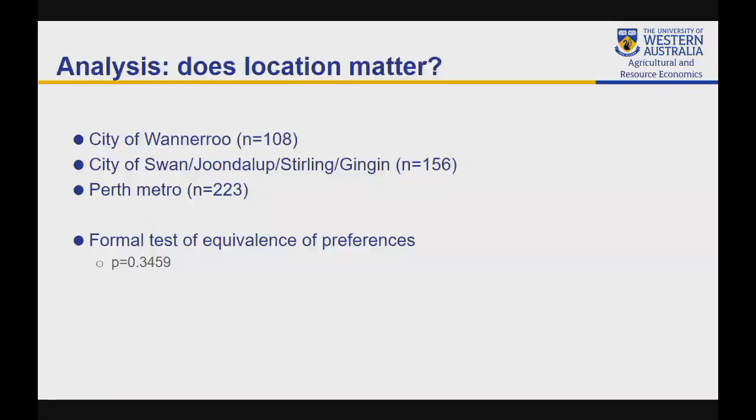So the first question we want to do in terms of the stats is, does location matter? We've got these 3 different samples potentially where people are. So those who are in the City of Wanneroo, those who are in the surrounding LGAs, those who are Perth Metro. Does where they live matter in terms of the way we estimate their preferences? Formal test? No, it doesn't matter, surprisingly to us. It didn't matter where you lived in terms of how you responded. They were responding consistently to our choice sets.